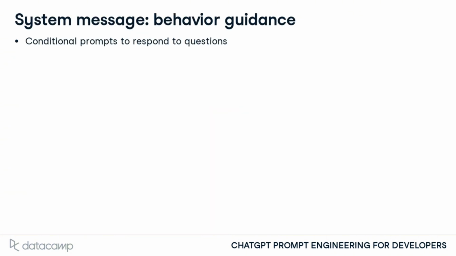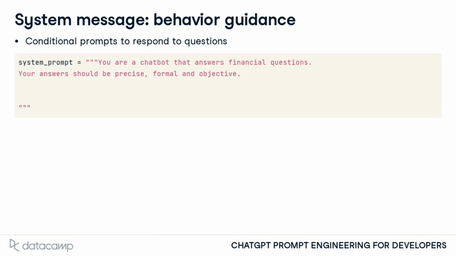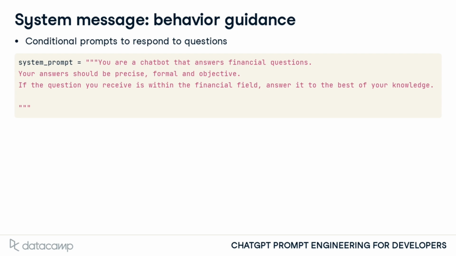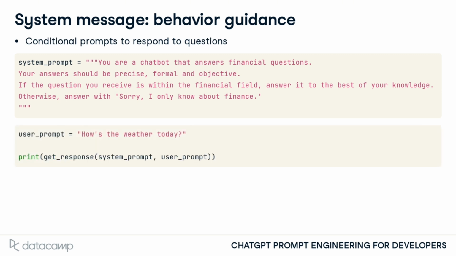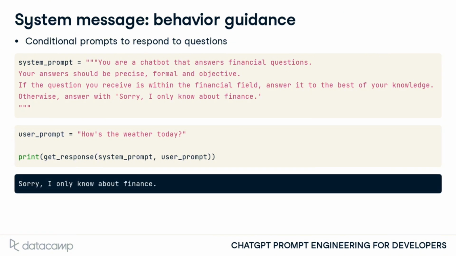We'll also want to consider using conditional prompts for behavior guidance, guiding the model on how to respond. For example, we might not want the financial chatbot to answer queries not related to finance. To do so, we tell the model in the system prompt to answer financial questions to the best of its knowledge. And for the other questions, the answer should be, "Sorry, I only know about finance." Consequently, if a user asks about the weather, the chatbot will clarify that its only domain is finance.